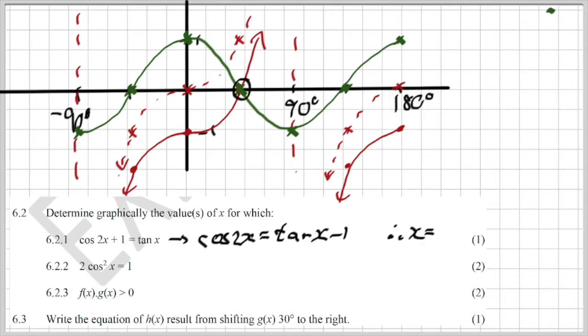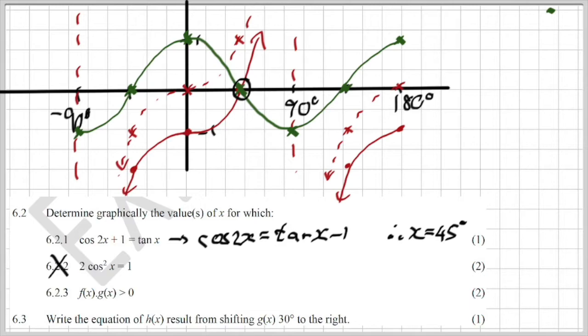Only at one place, at 45 degrees. Okay, plain and simple. Now 6.2.2, ladies and gents, as I said earlier, is actually a matric level question. So I am not going to look at answering that question because it's just going to confuse you, okay? It requires some identities that you actually only learn in matric. So I'm going to scratch that one out.